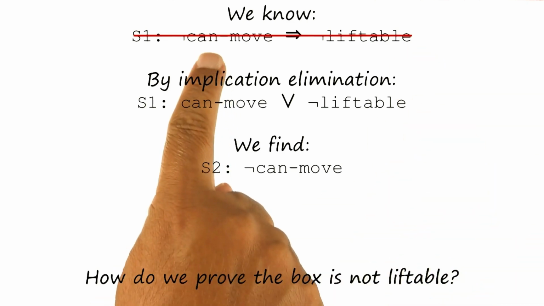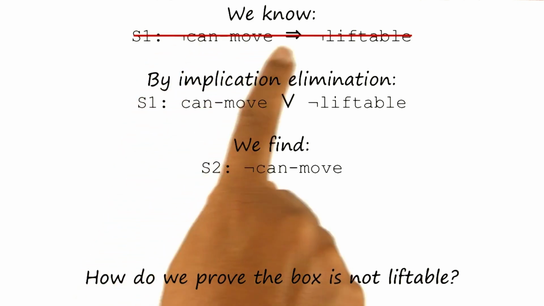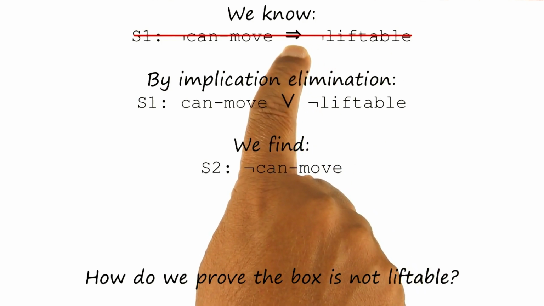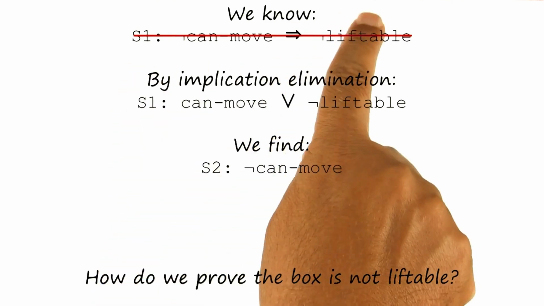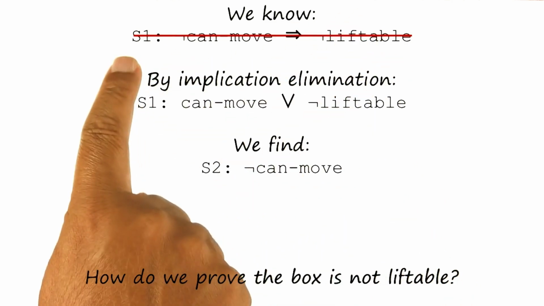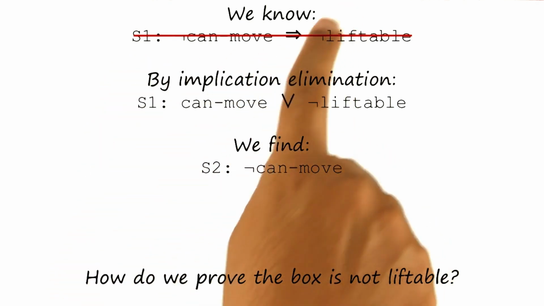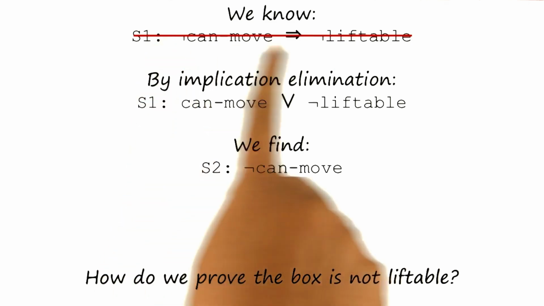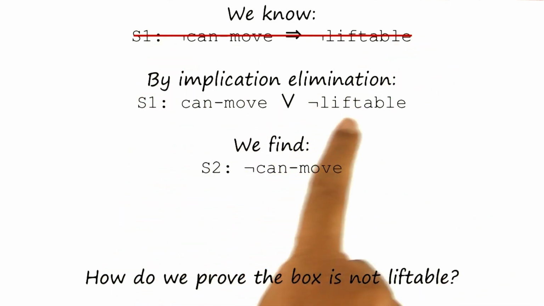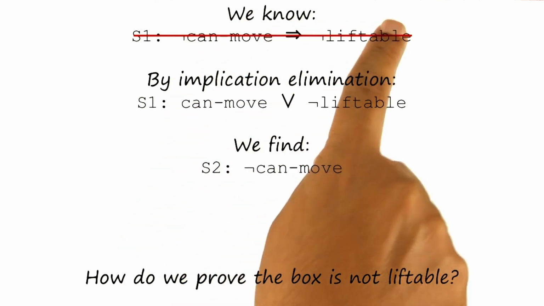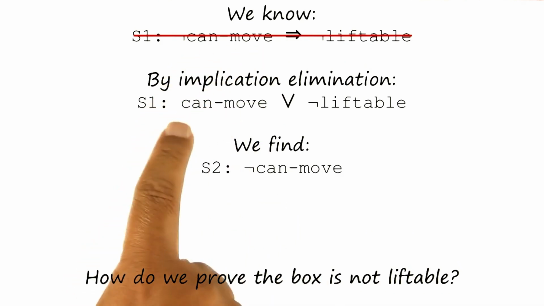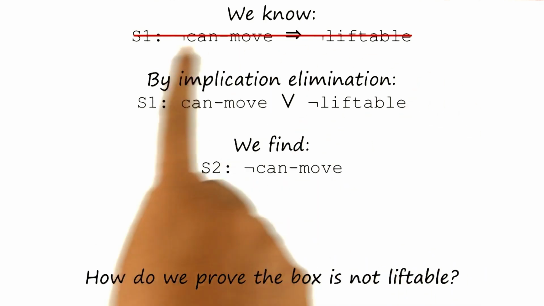So the first thing we must do is to take the first sentence, not can move implies not liftable, and remove the implication, because an implication cannot occur in a conjunctive normal form. So now we use the implication elimination rewrite rule. Remember, that was alpha implies beta becomes not alpha or beta. So the negation of can move implies not liftable becomes can move or not liftable. So we have done it for the first sentence.